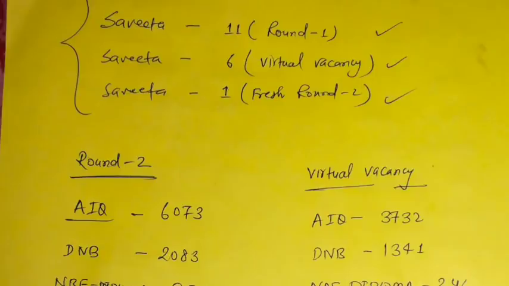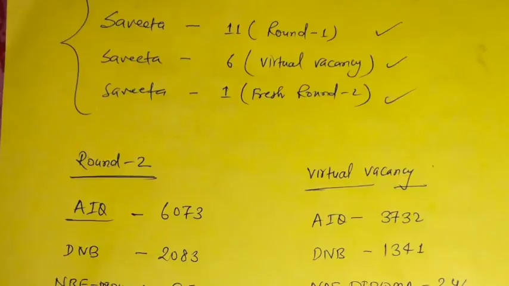There were 11 seats. Allotments were done, the candidates joined, some candidates didn't go for upgradation, some candidates went for upgradation, and some candidates didn't join. In round 2 you can see one seat is available, which is for fresh allotment. So one seat is available in round 2, and virtual vacancy will show a total of 6 seats.